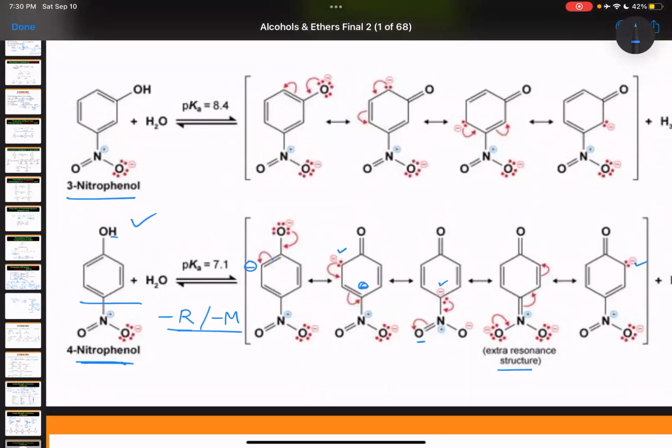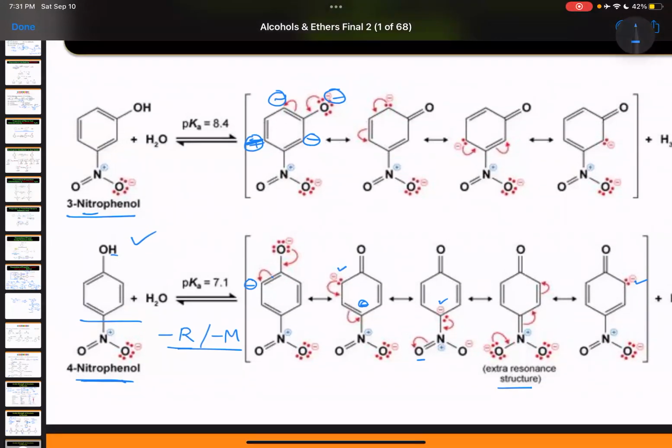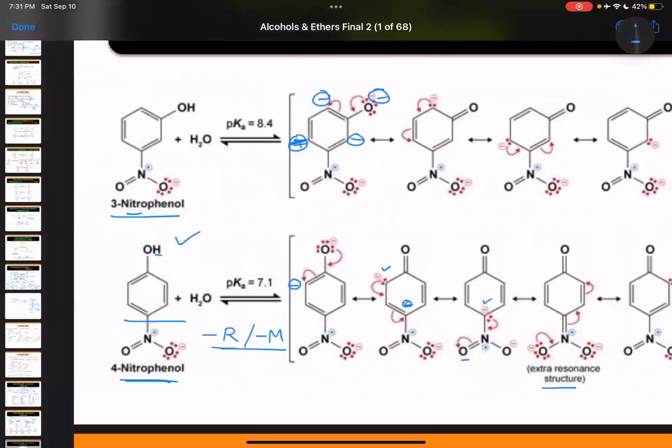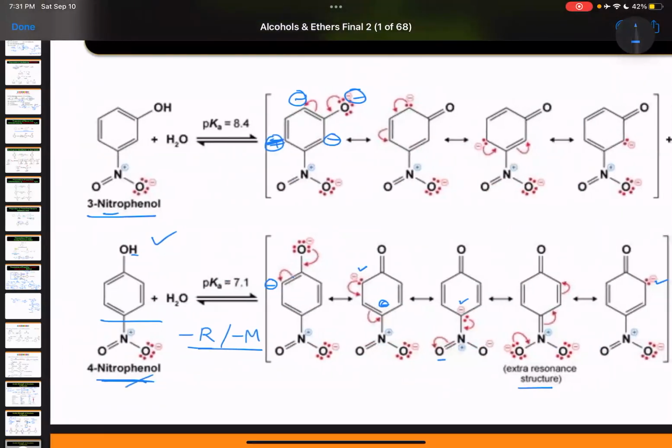So for example, if you have metanitrophenol, then it is not going to help much. Because the minus charge, you can see here, will come on ortho and para. The charge of O minus is not going to come on the nitro. So there are not many resonance structures. Is it clear?